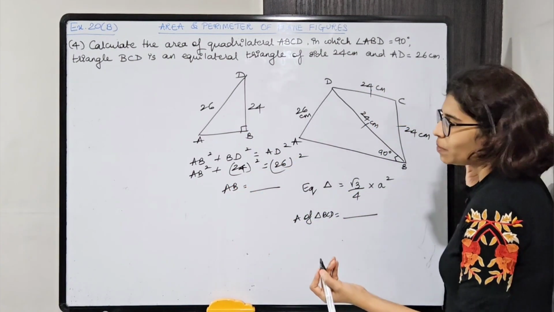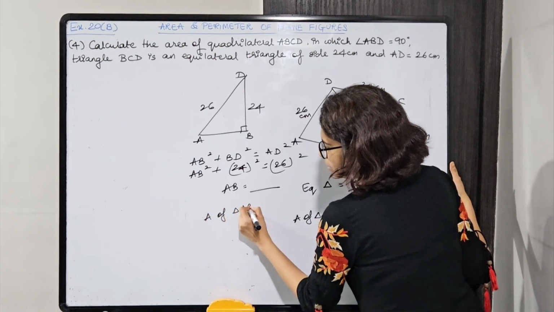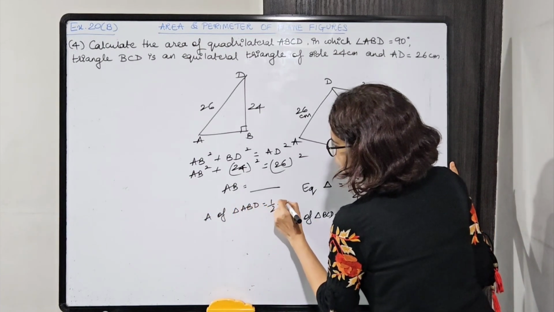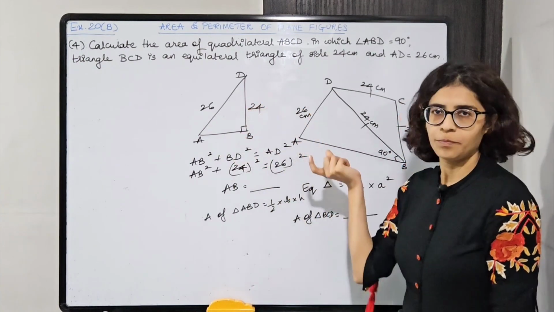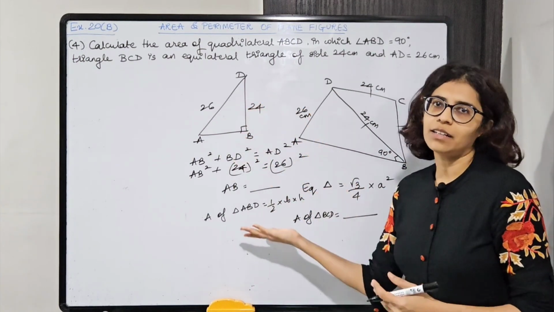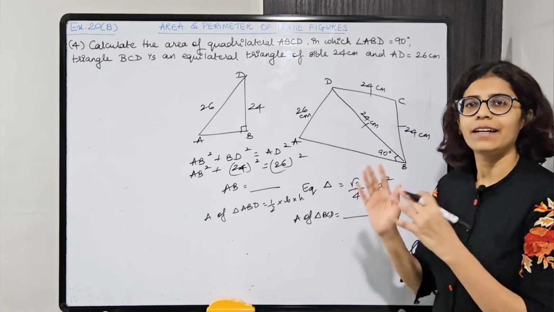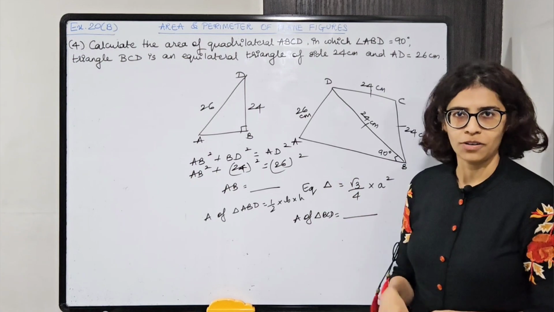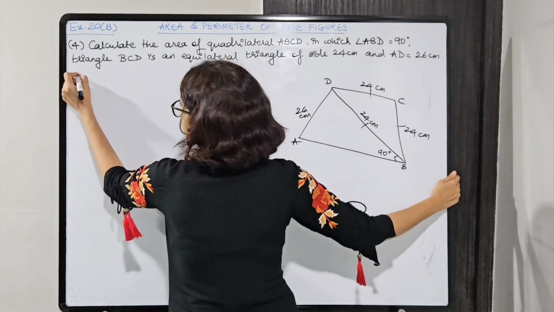Okay, once we get AB, area of triangle ABD will be half into base into height. Okay, that is half into AB into BD. Put the values, you will get the area. Okay, once we get the area of both the triangles, we'll add it up and find out the area of the quadrilateral ABCD. So let us solve now with proper steps.